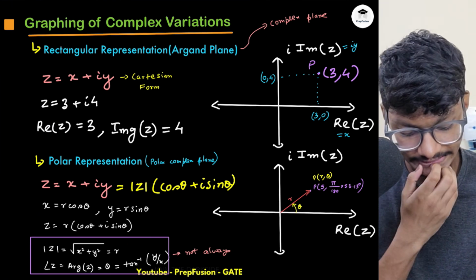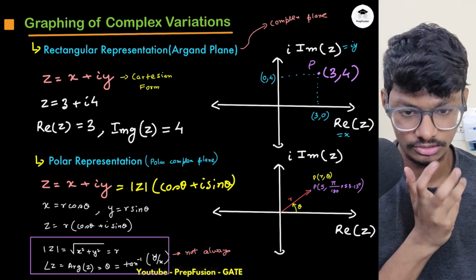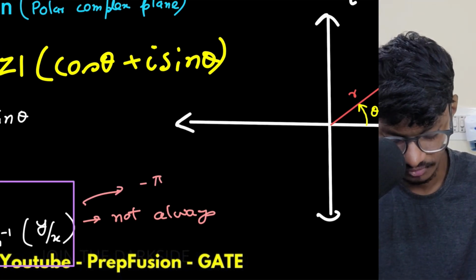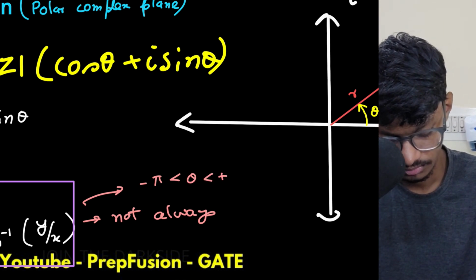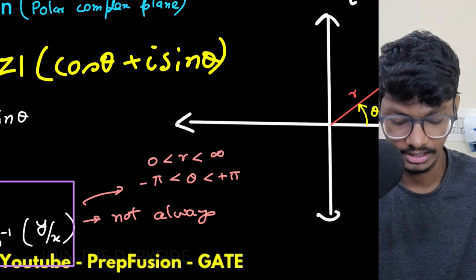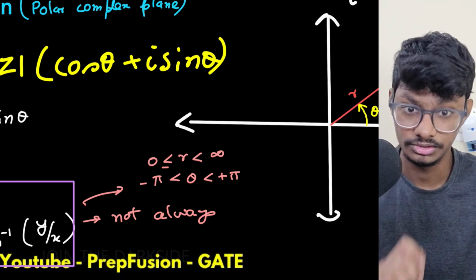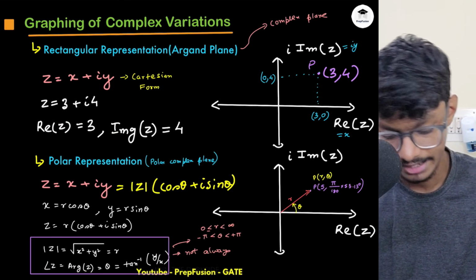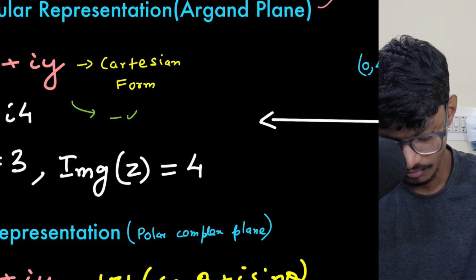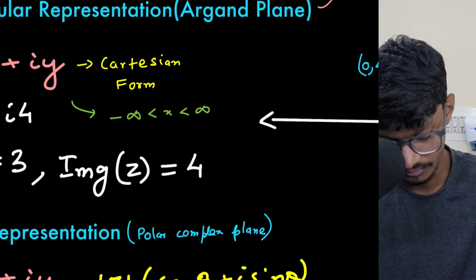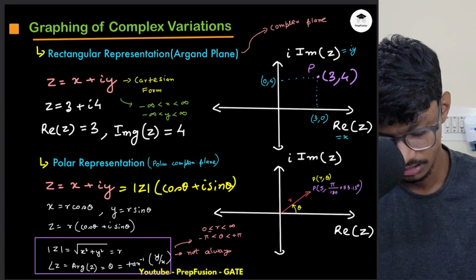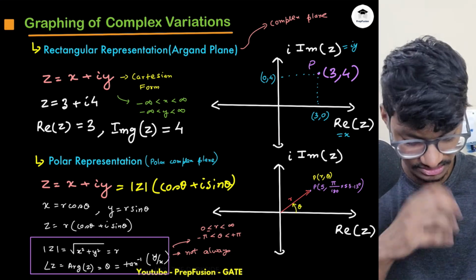So our theta, right, can vary how much? Theta can vary from minus pi to plus pi, and my r will always be greater than 0. It cannot be less than 0. It cannot be a negative number. And here my x and y can go from minus infinity to infinity. All of them are real, right? They have no boundaries with them. They can go from minus infinity to infinity, because basically it is the z plane. So these are the few things that you need to understand.